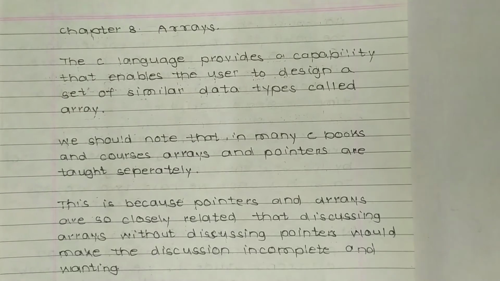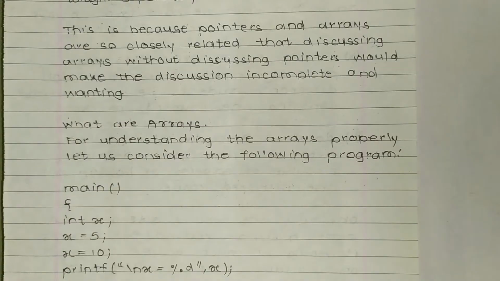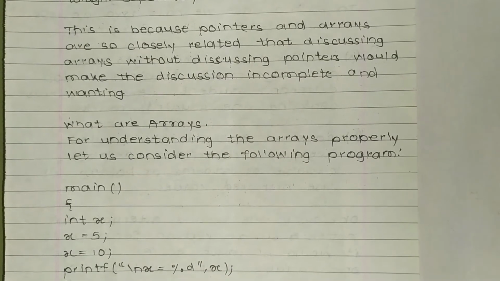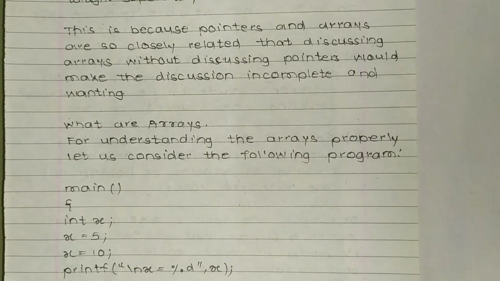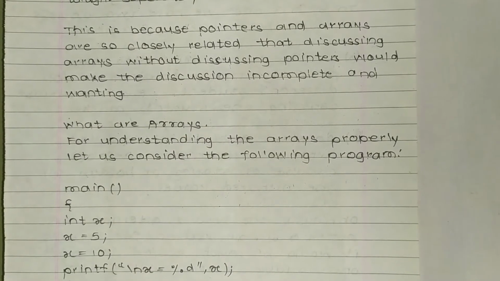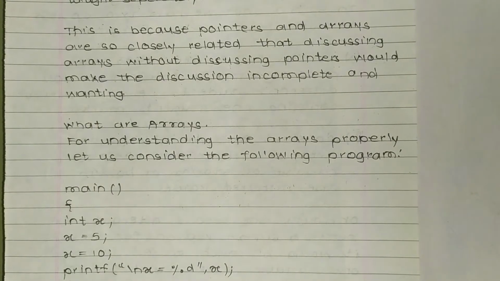We should note that in many C books and courses, arrays and pointers are taught separately. Arrays and pointers are different than other data types. They are slightly different, hence they are taught separately. This is because pointers and arrays are so closely related that discussing arrays without discussing pointers would make the discussion incomplete and wanting. So we have to discuss pointers and arrays together.